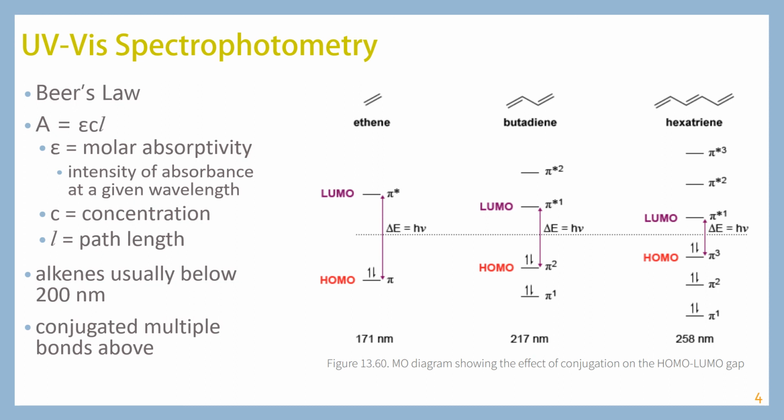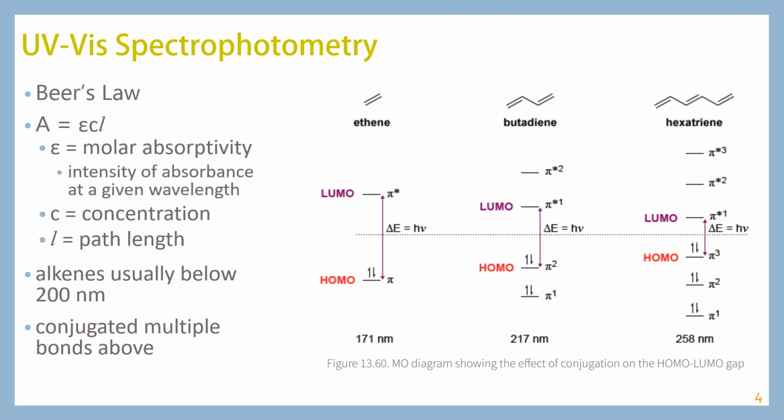So remember that UV-Vis spectrophotometry uses Beer's law. So absorption is equal to the molar absorptivity times the concentration of the sample times the path length. You have to be careful about your units. Path length is sometimes in decimeters, sometimes it's in centimeters, depending on how your molar absorptivity is expressed. The molar absorptivity is the intensity of absorbance at a given wavelength. So this is a value that actually goes with the compound. It can be determined experimentally.